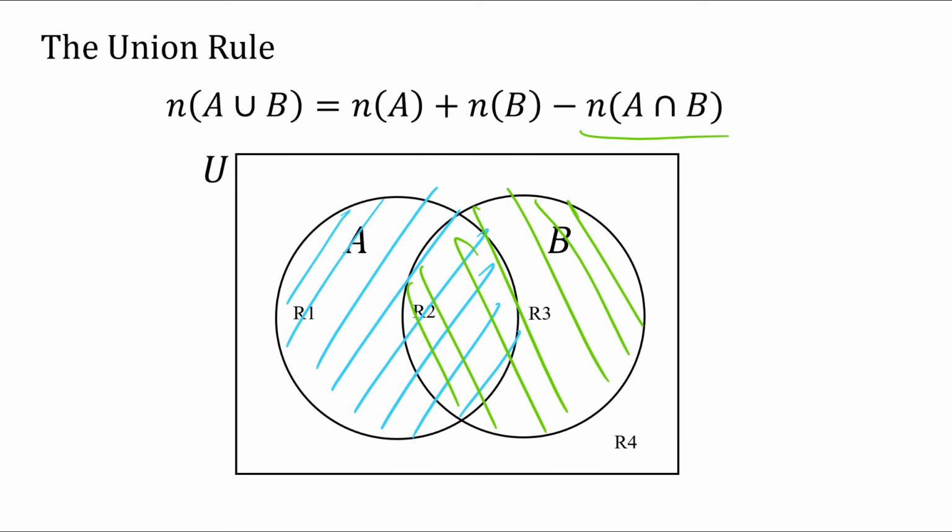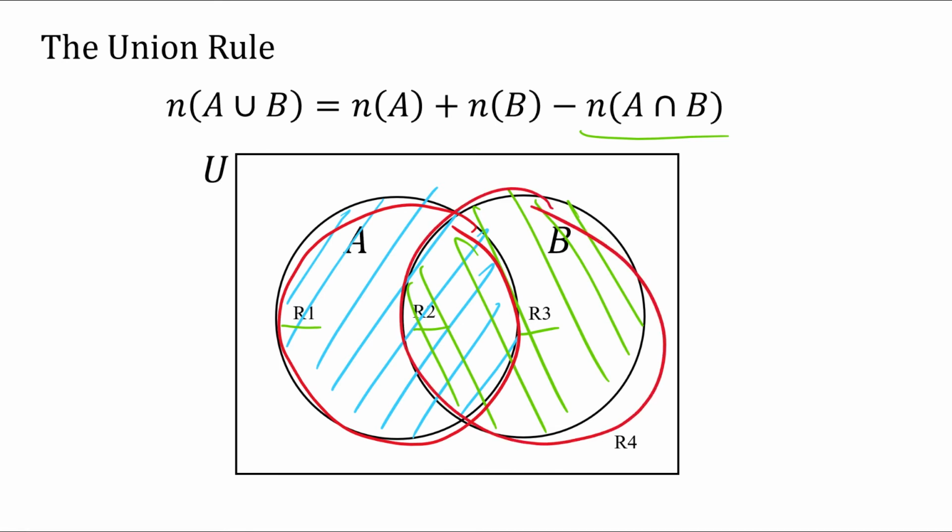Now, if we just know R1, R2, and R3, we can just add those 3 numbers together. But if what we know is all of set A and all of set B, we can add those together, but we need to subtract out the area we double counted.